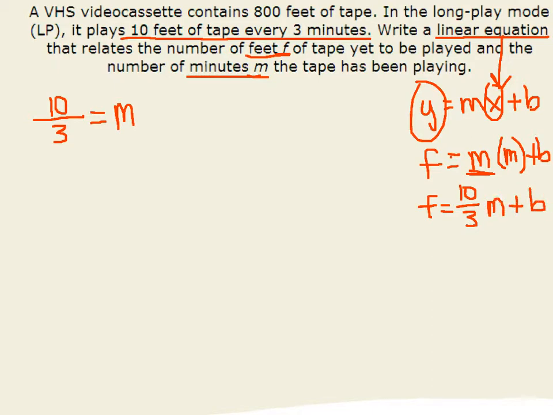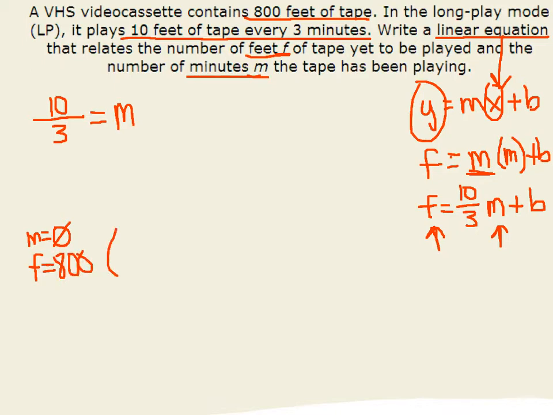Now to find b in a linear equation, you usually are given a point that you can plug in for m and f, or usually x and y, and solve for b. Now, you got to look closely here. The first thing it tells you here is that it contains 800 feet of tape. That means in total, before any minutes have been played, or when minutes equals 0, when m equals 0, f equals 800. None of the feet have been used up.